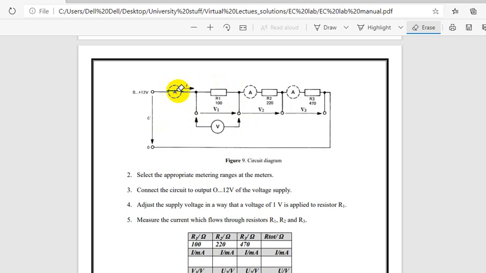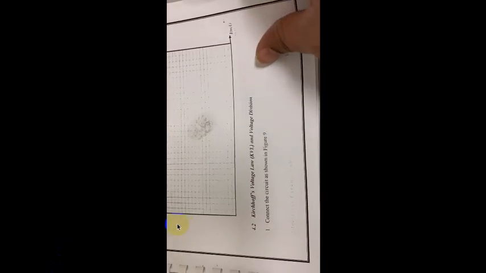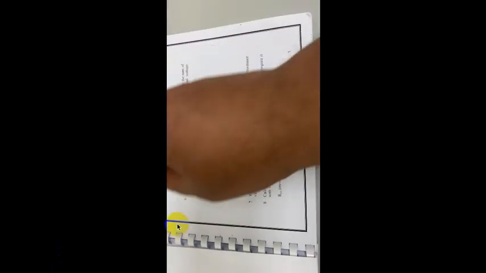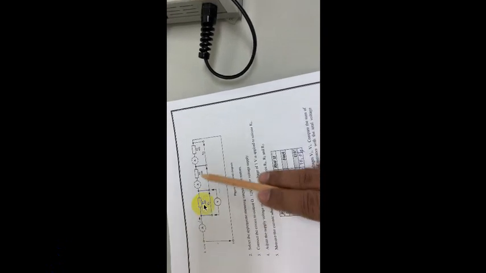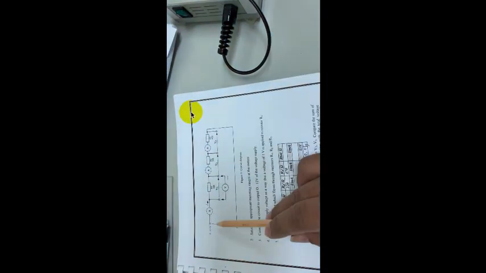Not going. I don't know why. No problem. So now again from 0 to 12 volt, ammeter is connected to R1, R2 and R3, and the voltmeter will connect here. So it is 100, 220 and 470, all are connected in series.